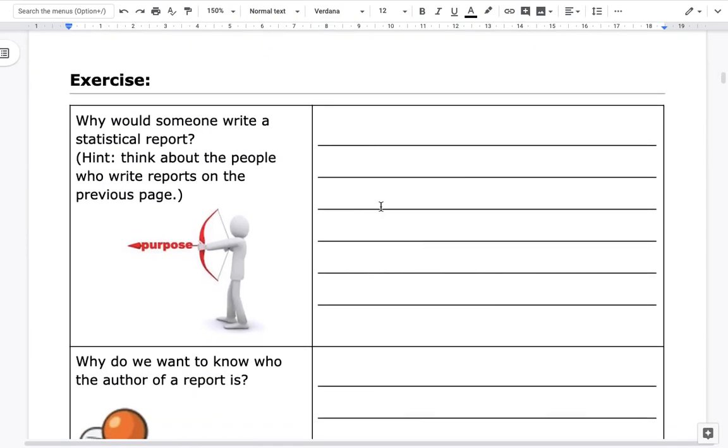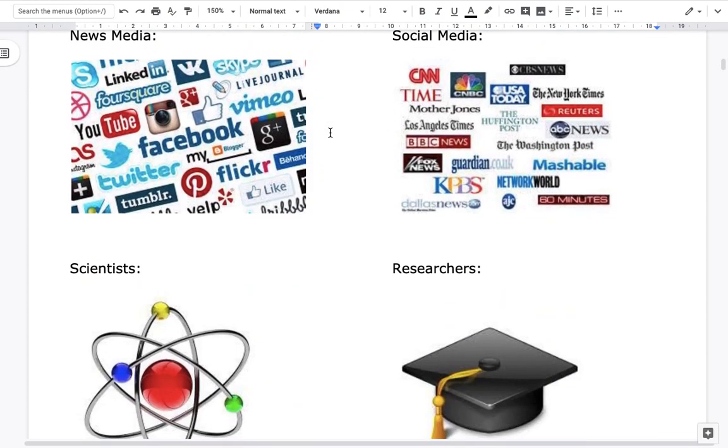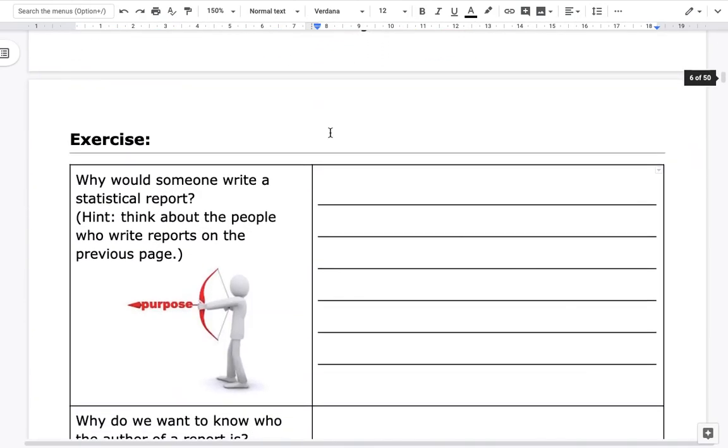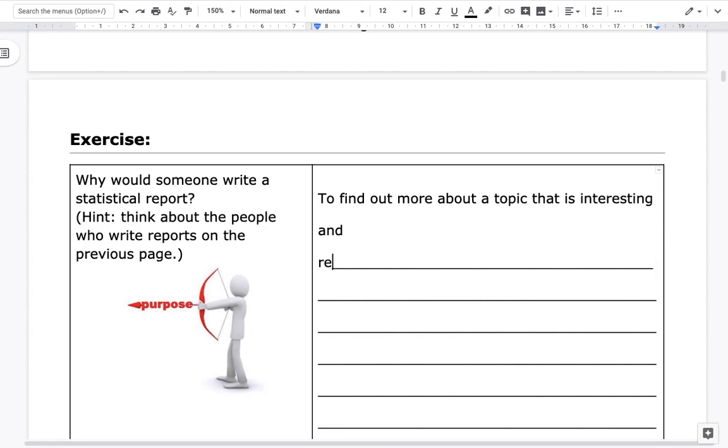So let's have a look at this exercise here. So why would somebody write a statistical report? So think about those people, scientists, researchers, news organisations, companies, governments. Why would they write a report? So they would write a report to find out more about a topic that is interesting and relevant to them. Okay, so for example, it could be to show that their product is better than someone else's.